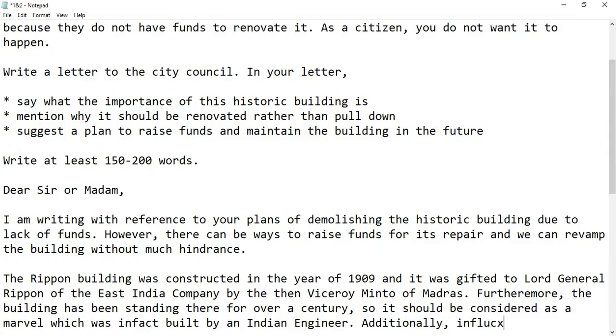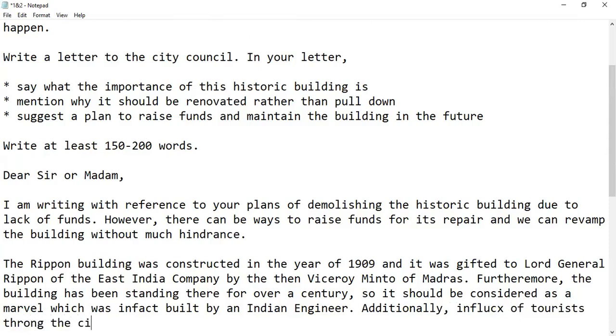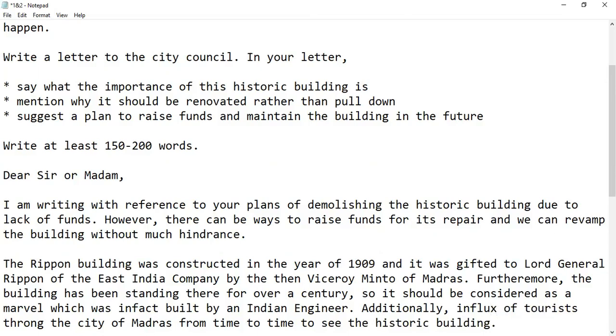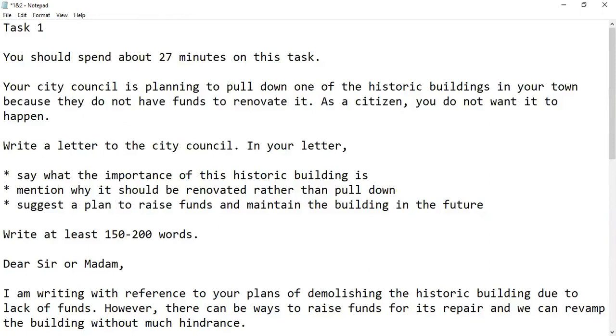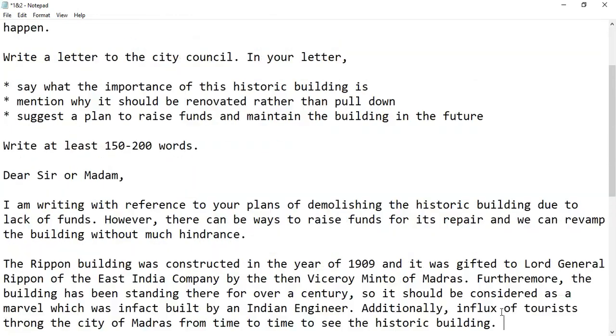Influx of tourists. Okay, so additionally, an influx of tourists throng the city of Madras from time to time to see the historic building. Then what? Anything else? So what else? Mention why it should be renovated rather than pulled down. Suggest a plan to raise the funds and maintain the building in the future. Okay, we have said all the importance of the building.